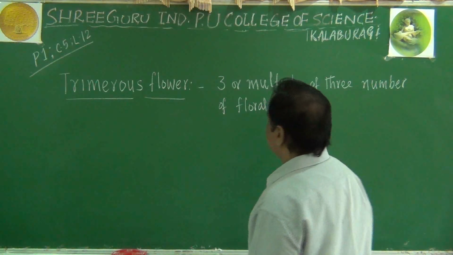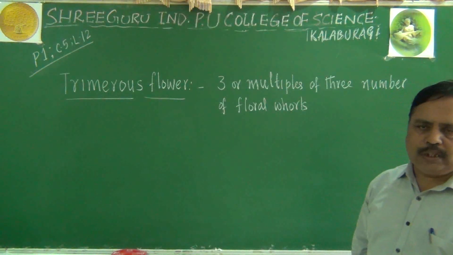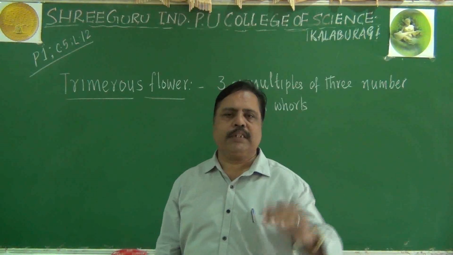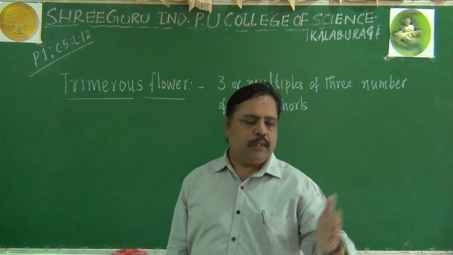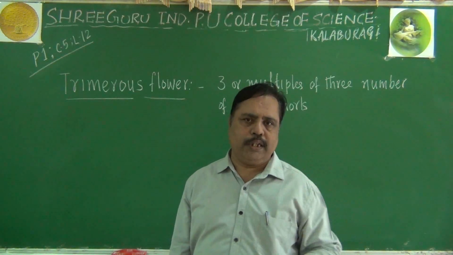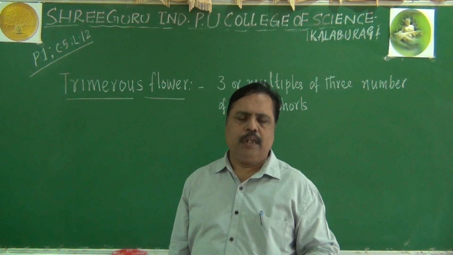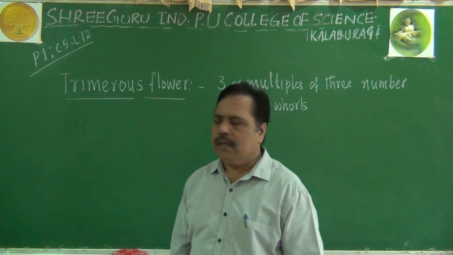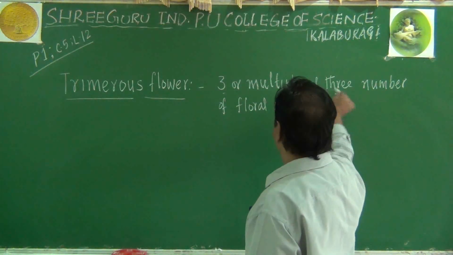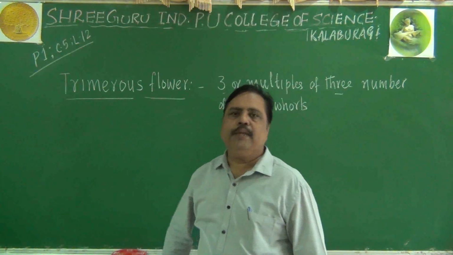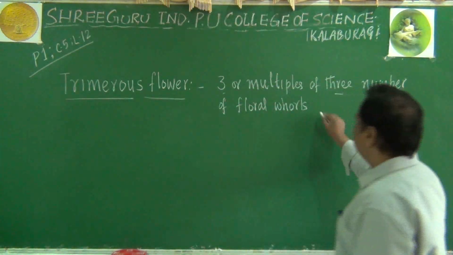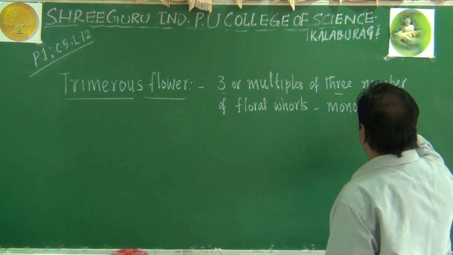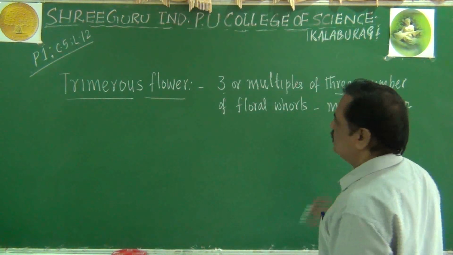What is the meaning of this definition? These flowers will have three sepals only, or multiples of three, that means 6, 9, like that. These flowers will have three petals only, or 6, 9 petals. Such a flower has three stamens, three carpels. Such a flower having three or multiples of three number of floral whorls is called a trimerous flower. Most of the monocot flowers come under trimerous condition only. Monocot flowers are an example for that.